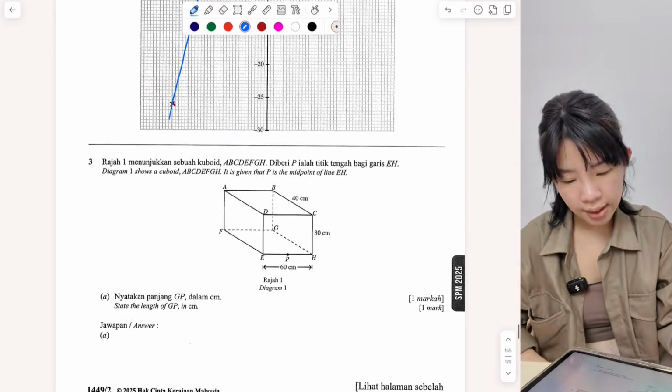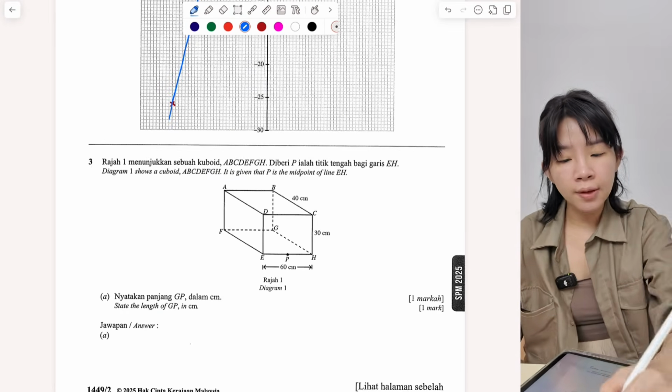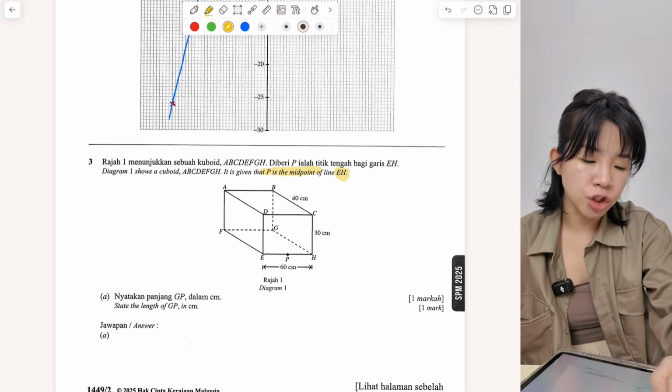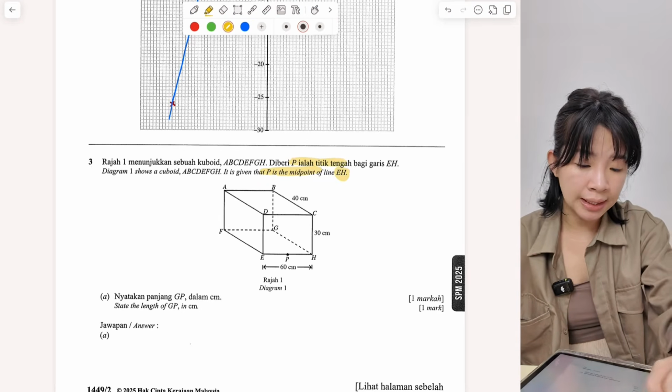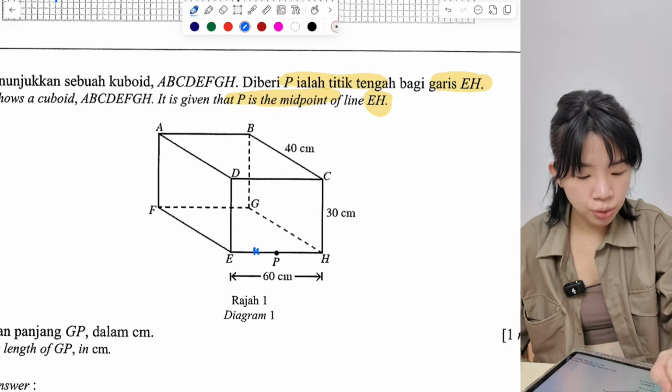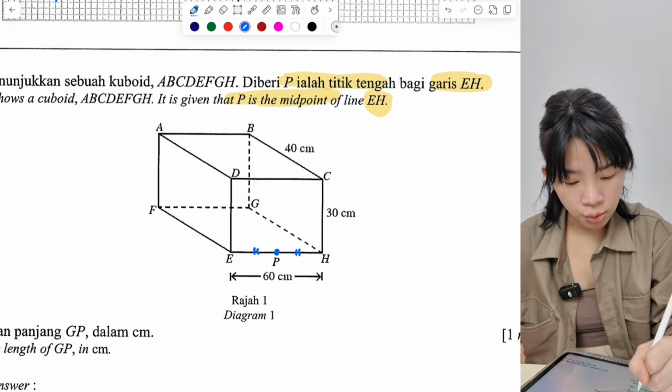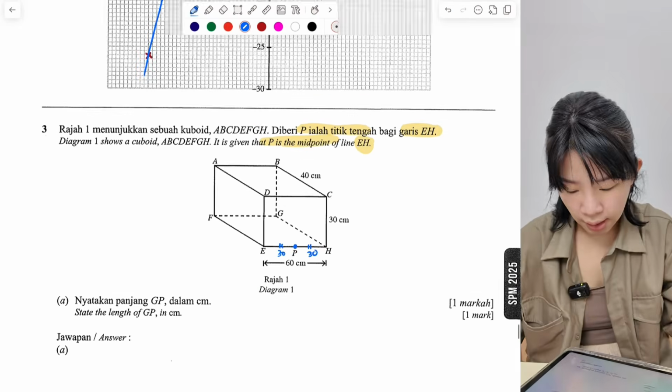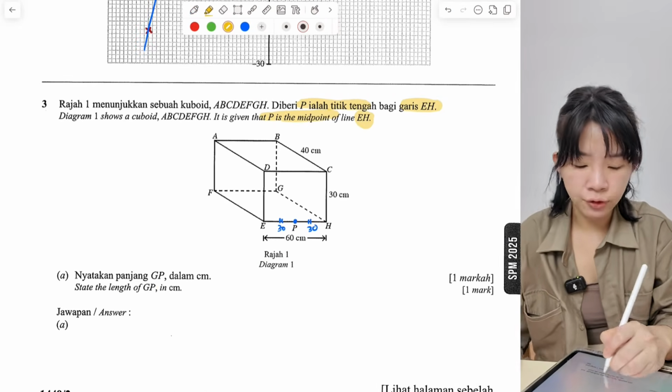Okay, question number 3. The diagram shows a cuboid, given that P is the midpoint of EH. P ialah titik tengah garis EH. So here, EH, meaning these two are the same length. So P is the midpoint, so each will be 30, 30. Okay, state the length of GP.